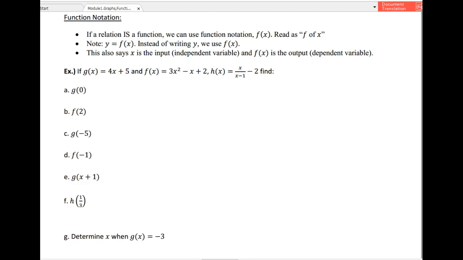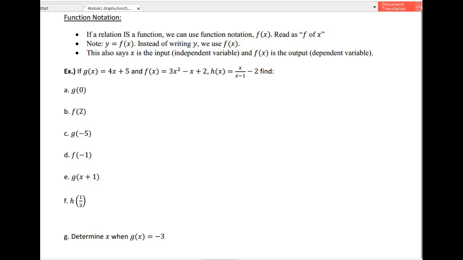Hello all. In today's video we're going to be talking about evaluating functions. So whether that function is given in an equation form, in table format, a graph, etc. We want to be able to evaluate all those different functions. Also, if we're given the output, can we find the input?